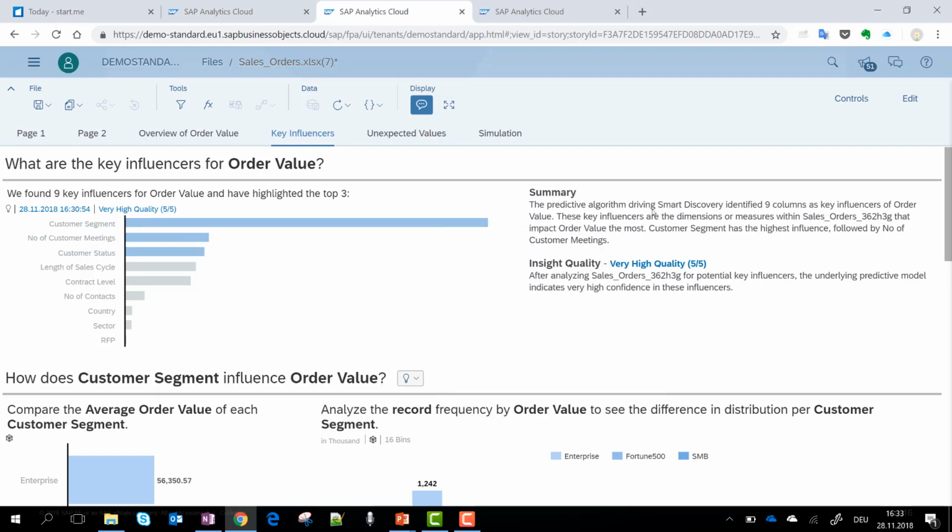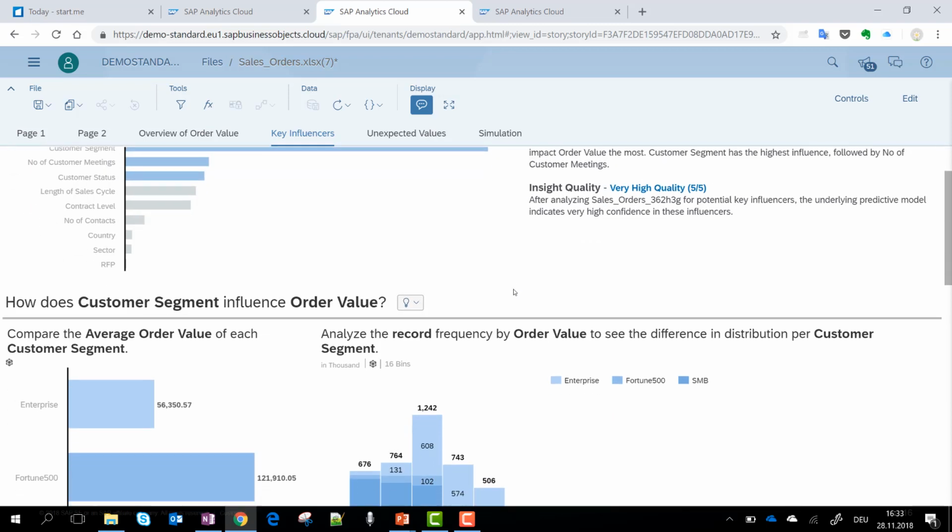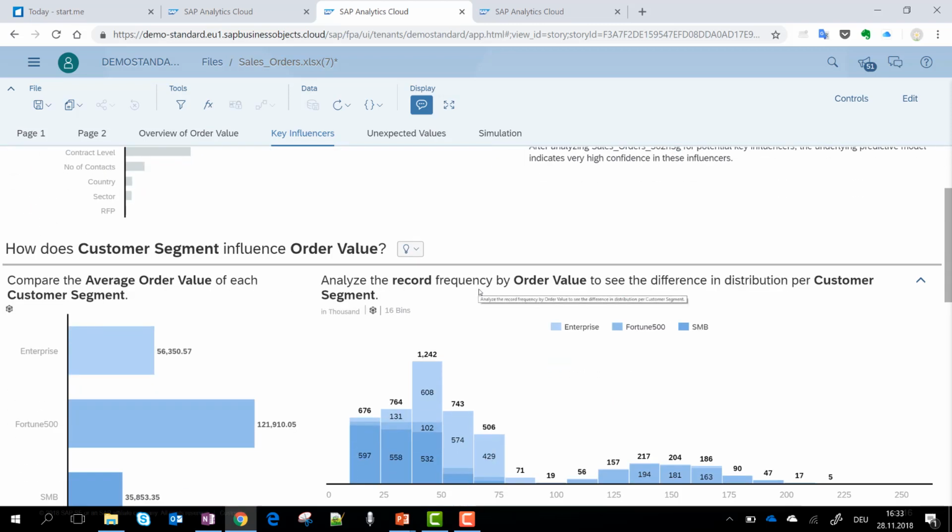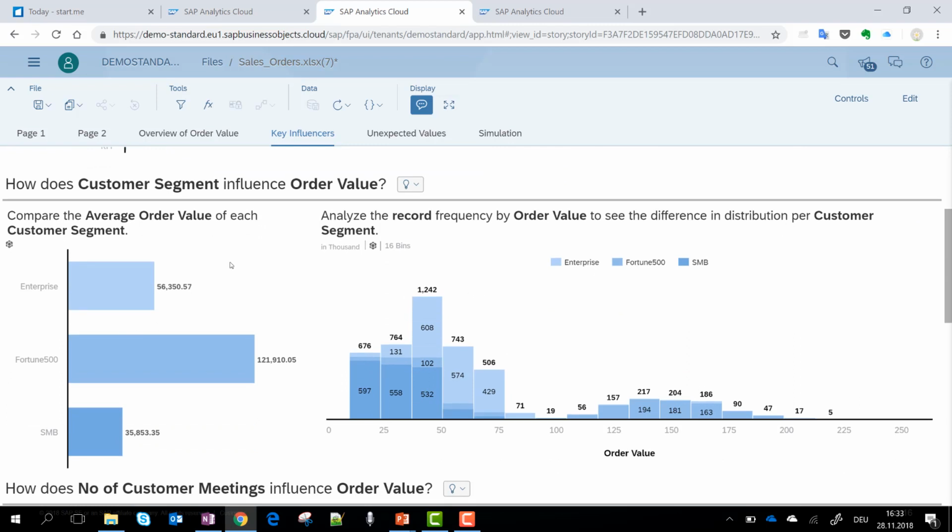And the system says, I'm pretty confident about this because the model I built that is feeding all of that is really very robust. And so I'm giving it a high quality rating, but this is not all. I will explain myself why I, the system, believe this is so. And so it renders the corresponding charts and makes them really easy to understand.